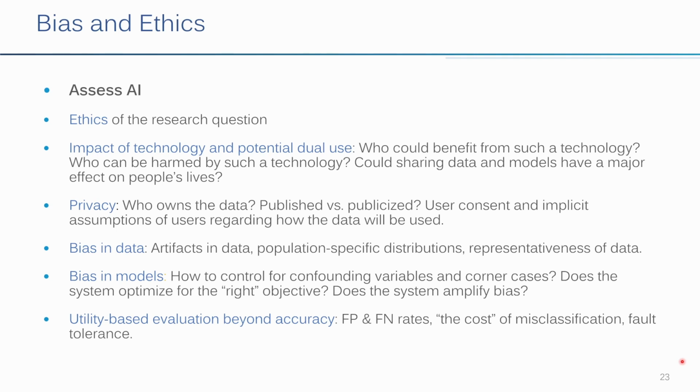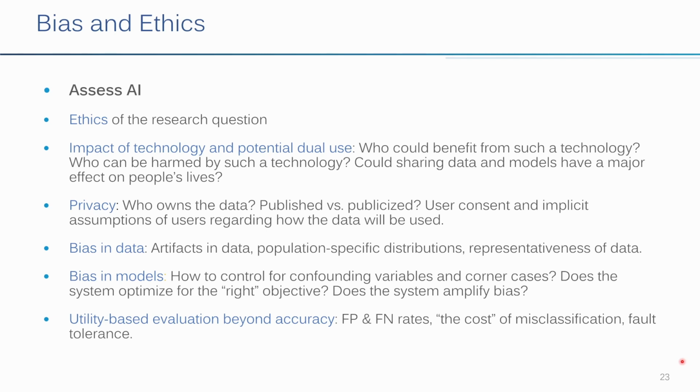Also, when we talk about bias in models, how do we control for confounding variables and corner cases? Does the system optimize for the right objective or the wrong objective, between quotes? Does the system amplify bias? Well, for this last question, most likely yes.